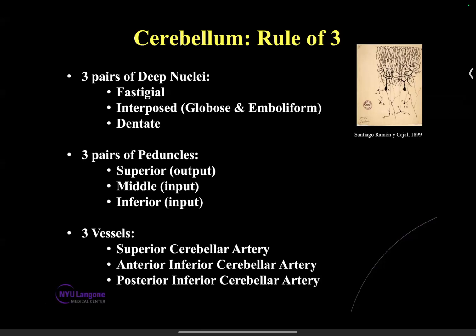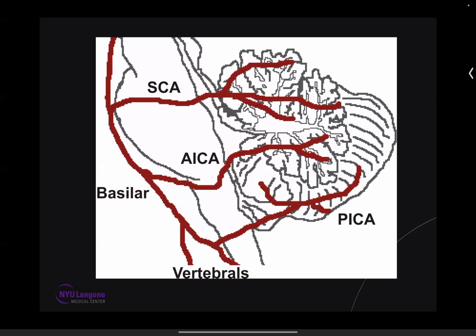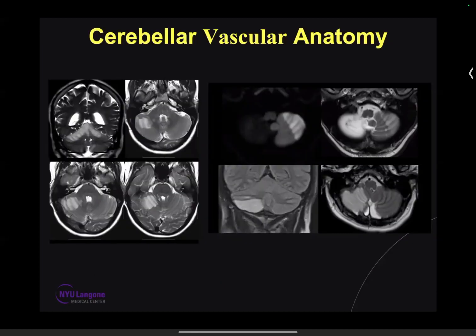There are three vessels which supply the cerebellum, the vascular supply: the superior cerebellar artery, the anterior inferior cerebellar artery, and PICA. These are branches of the basilar and the vertebral artery, which we all know very well. We see these infarcts in the cerebellum very often in clinical practice, right? This is a patient with a superior cerebellar artery infarct. You can see the territory, the superior part of the cerebellum, is involved.